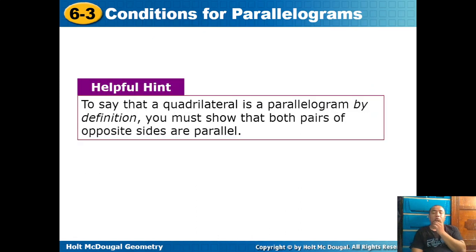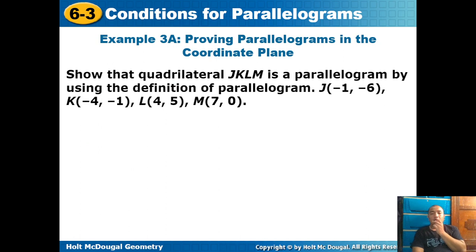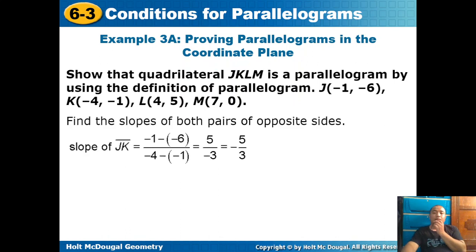Helpful hint: to say that the quadrilateral is a parallelogram by definition, you must show that both pairs of opposite sides are parallel. Now, show that quadrilateral JKLM is a parallelogram by using the definition of parallelogram. J(-1, 6), K(-4, 1), L(4, 5), M(7, 0). Let us plot these points in the Cartesian plane, and let us find the slopes of the opposite sides.